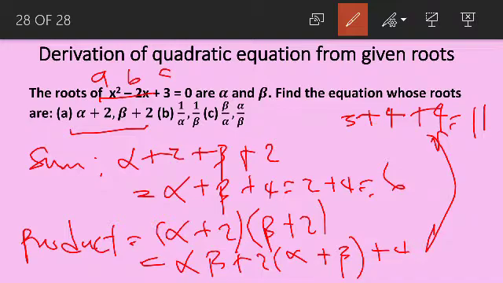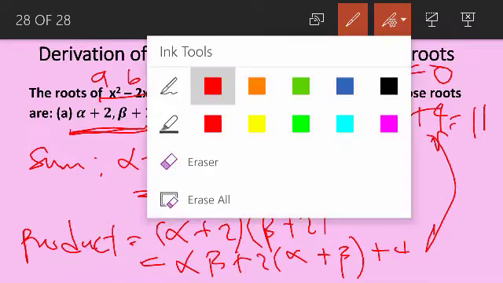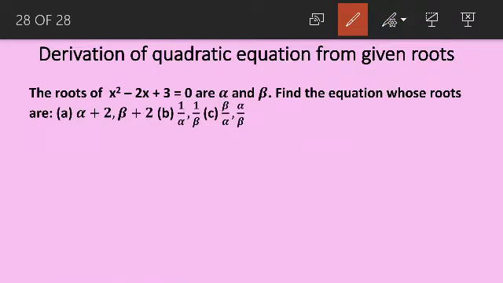So with this, we can write the equation, which is going to be x squared minus the sum times x. The sum of the roots is 6, so 6x, plus the product of the roots is 11, all equal to 0. So that's the answer for A. I guess this is quite easy. Now let's see for B.